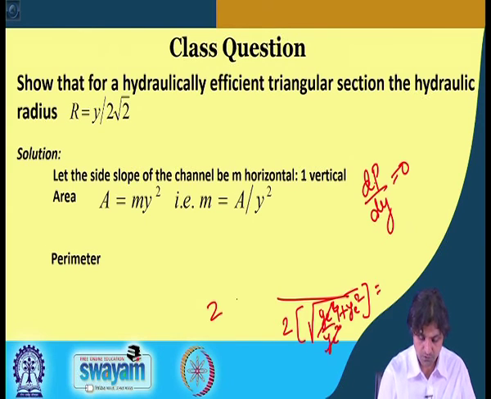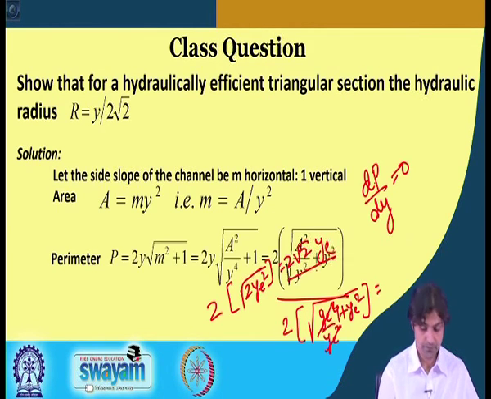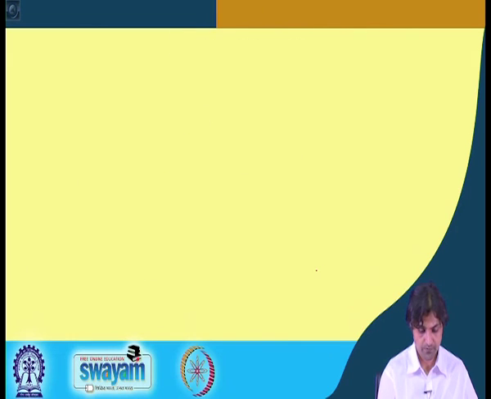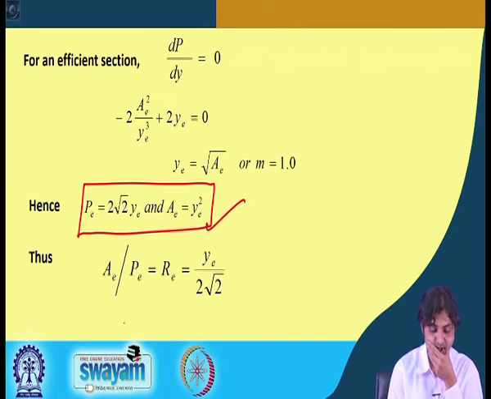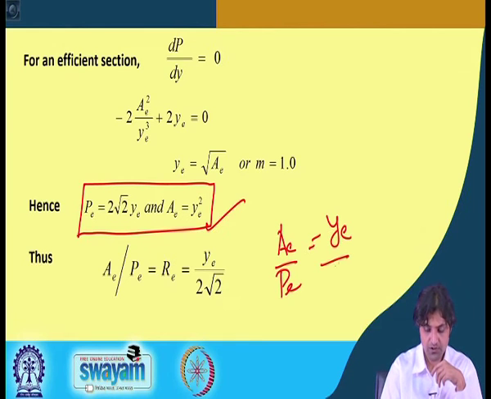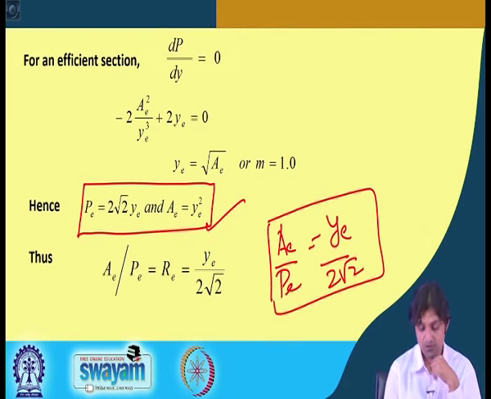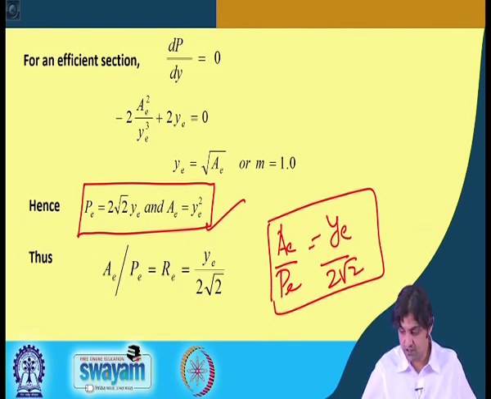So, 2 under root 2 ye square, or 2 under root 2 yes. Okay, so this is what we got. So, AE by PE, that is hydraulic radius, is ye by. So, these questions are quite simple. If you follow step by step, you should be able to solve these questions very easily.